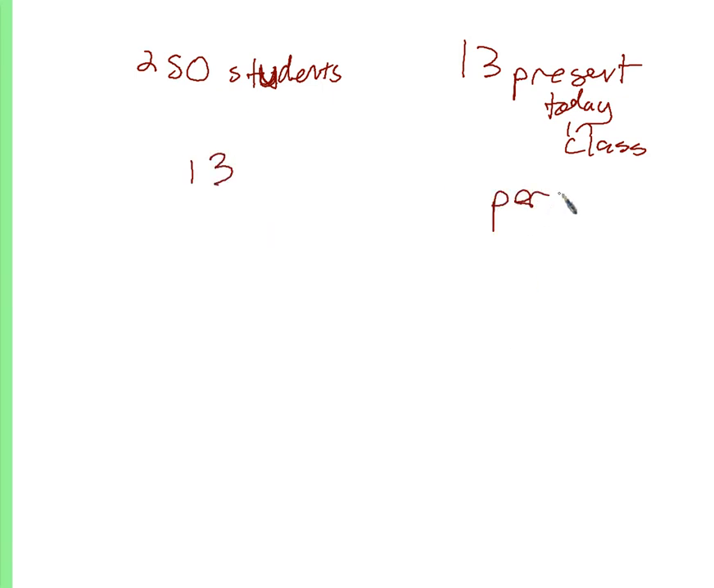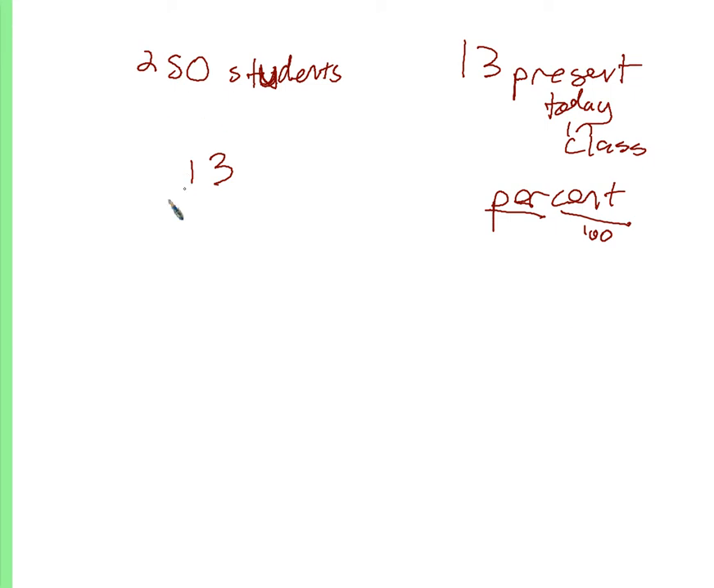So, what does percent mean? Cent, per cent. So how many cents are there in a dollar? 100. So cent means 100. Per, like per mile, per second, per minute. Per 100.